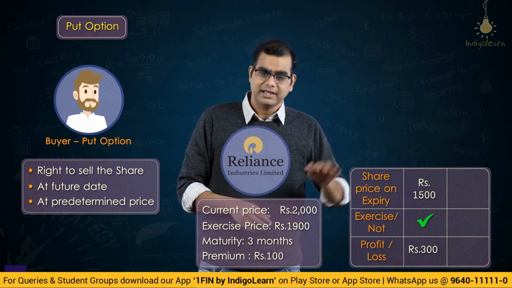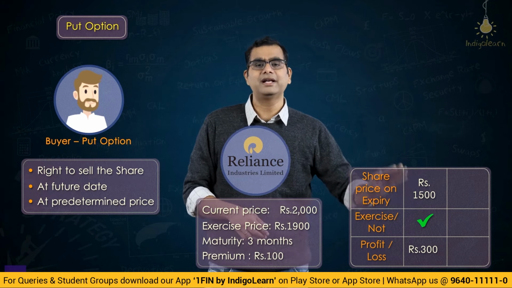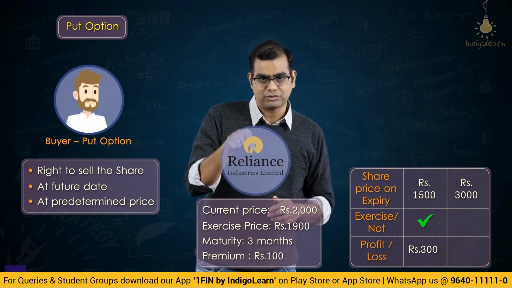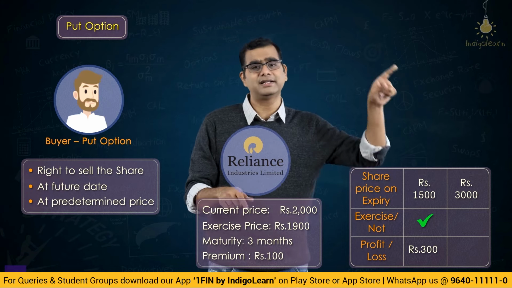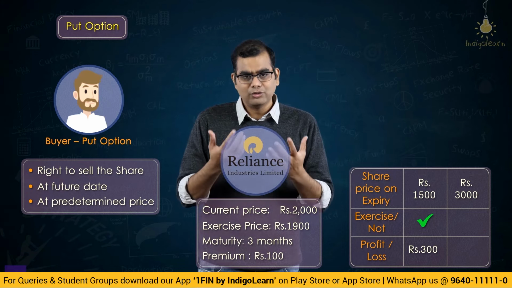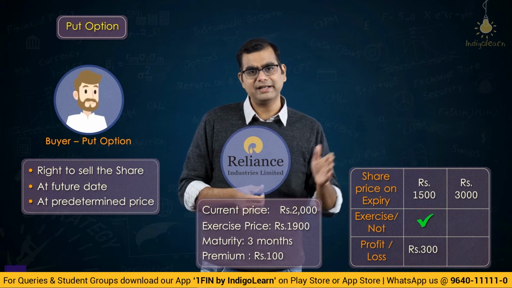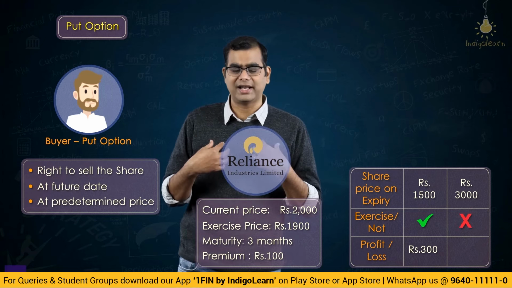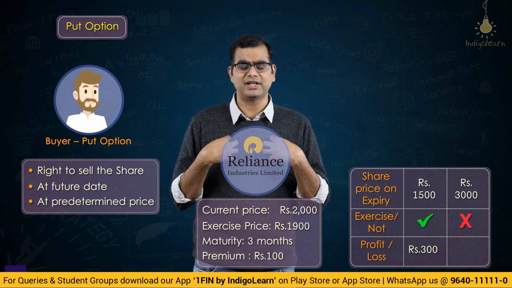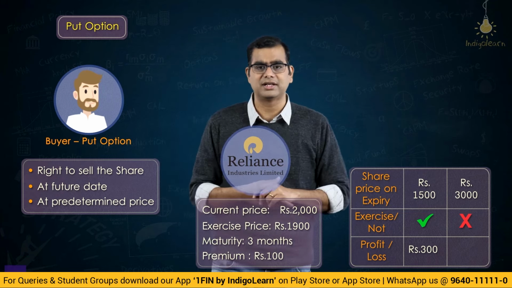So let us say, instead of 1500, on that day, the market price is 3000. From 2000 rupees today, you enter into a contract for selling at 1900, and in the market it is 3000. Will you want to sell it to somebody at 1900 when you can sell it in the market at 3000? No, right? If you had shares of Reliance, you will say, I will sell it in the market at 3000.